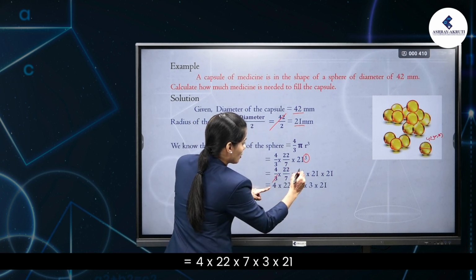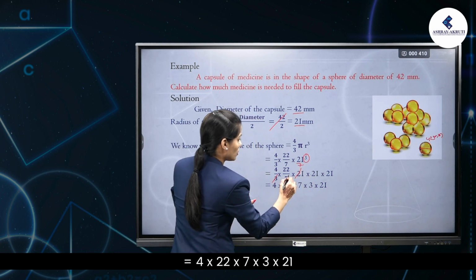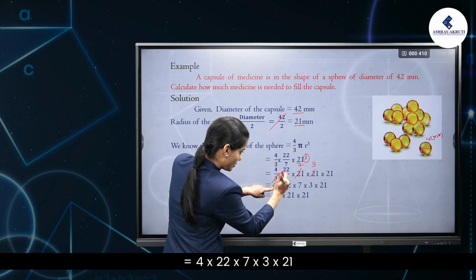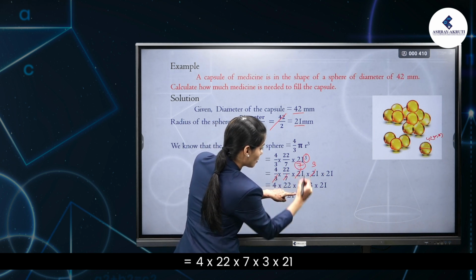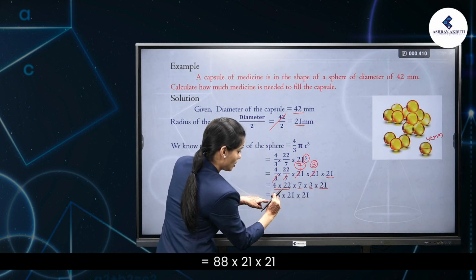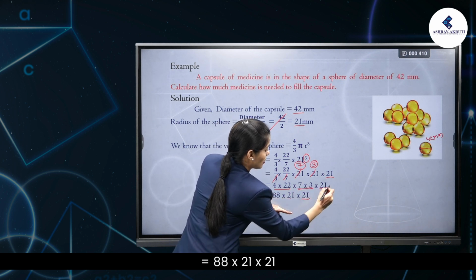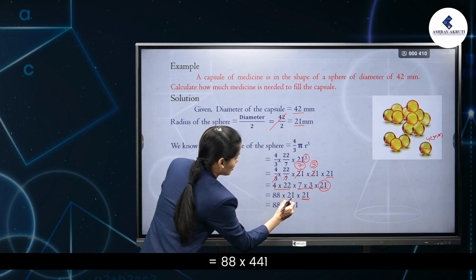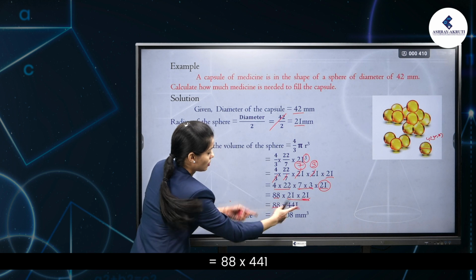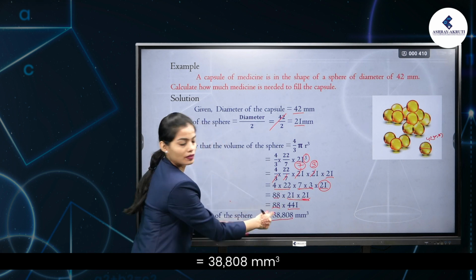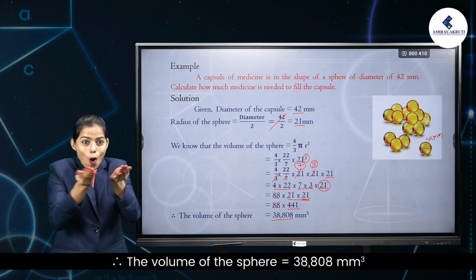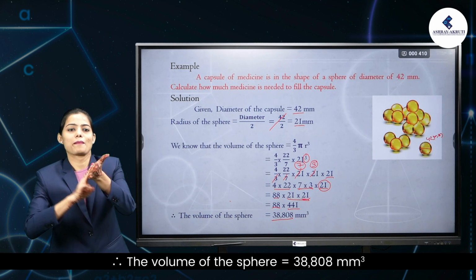is equal to 4 into 22 into 7 into 3 into 21... is equal to 88 into 21 into 21, is equal to 88 into 441, is equal to 38,808 millimeter cube. Therefore, the volume of the sphere is equal to 38,808 millimeter cube.